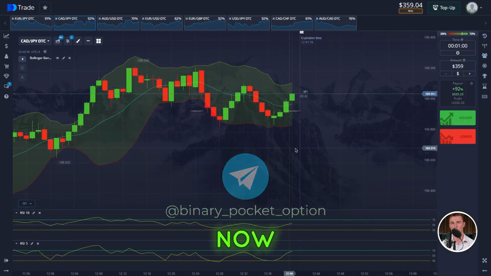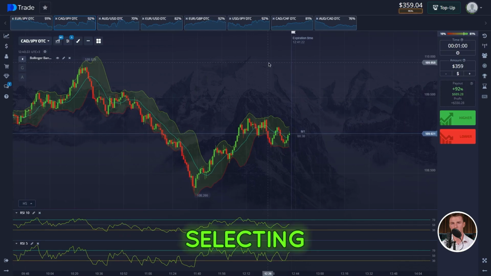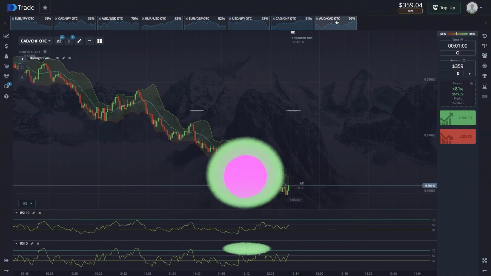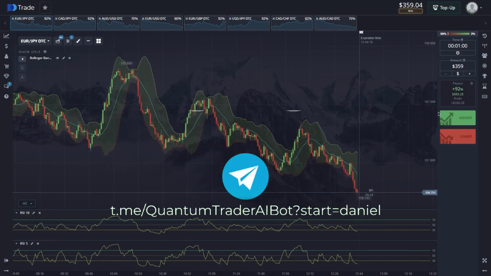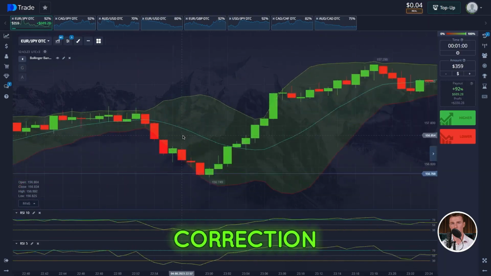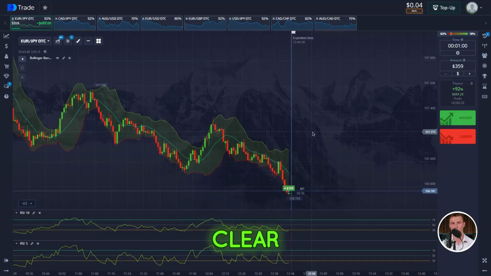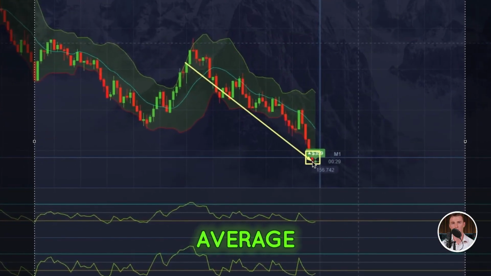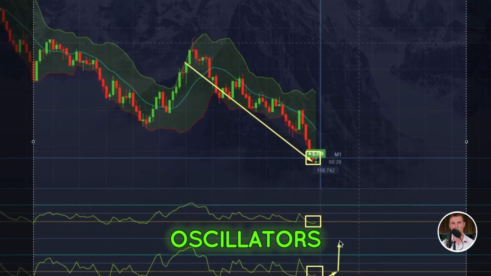Let's open up again now. I'll try to find a more explicit signal by selecting the following currency pair. Let's open an upward trade here. I will expect a price correction. We have an ideal touch point with the support area. Here it is, a clear signal to open a trade for an increase, touching the lower moving average after a good downward trend, then exiting the oversold area on both oscillators, respectively.